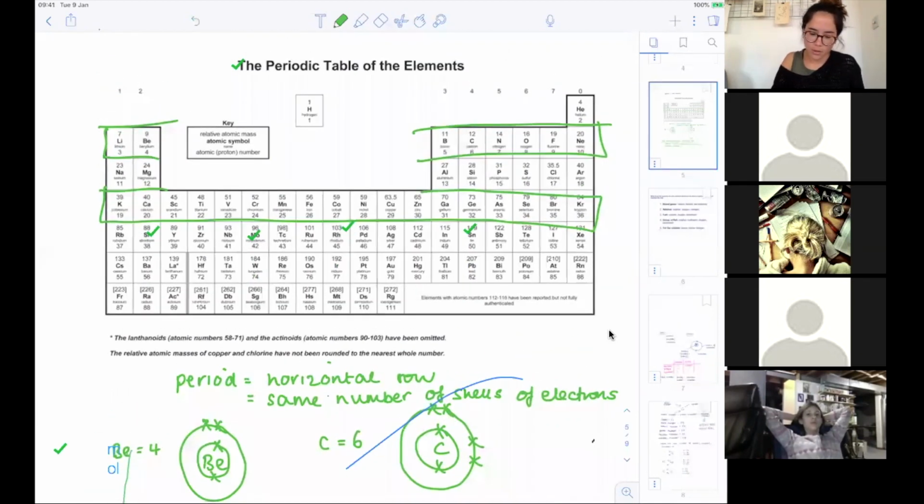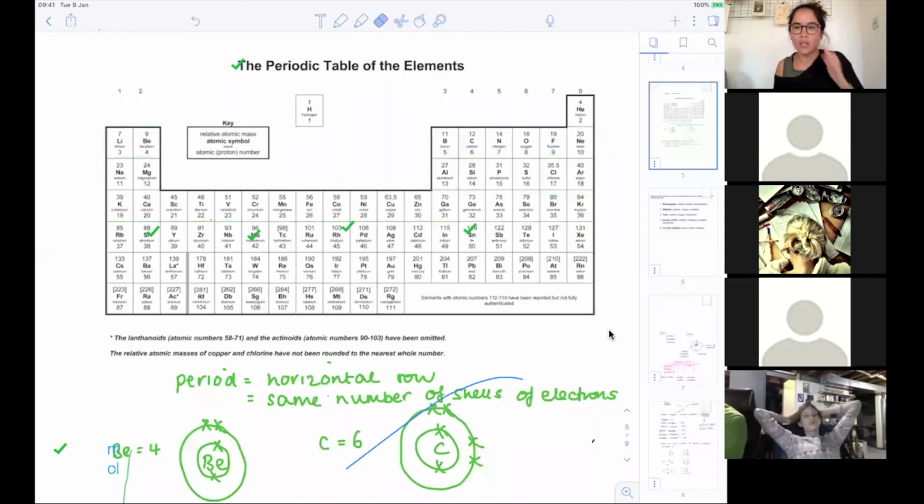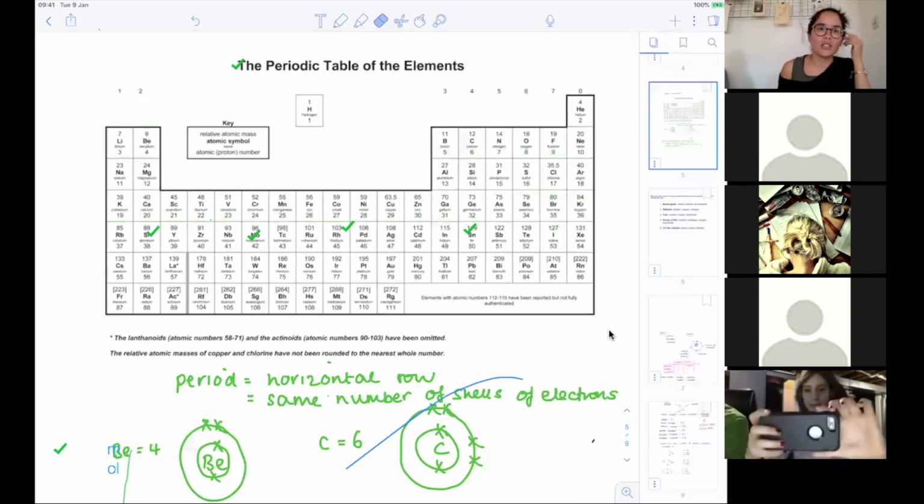So I don't know if you can take a photo of this one, or have you got your textbook, or have you got another page open online? Please get a picture of the periodic table because you need to be able to refer to it to answer these questions.